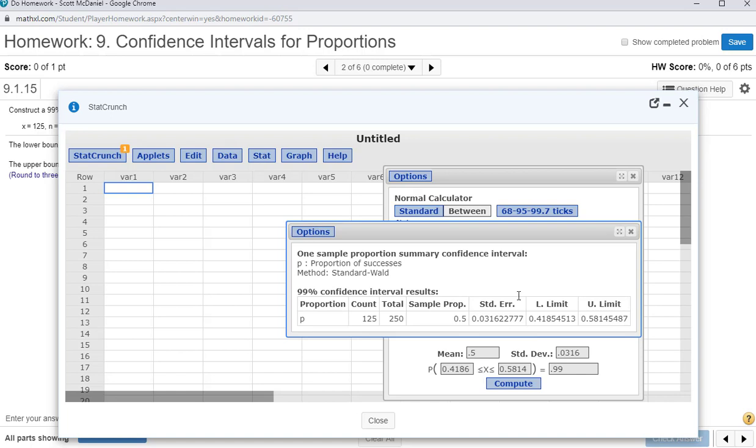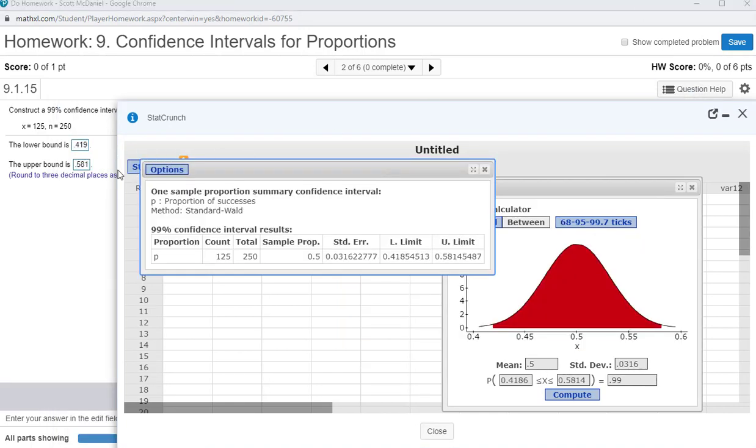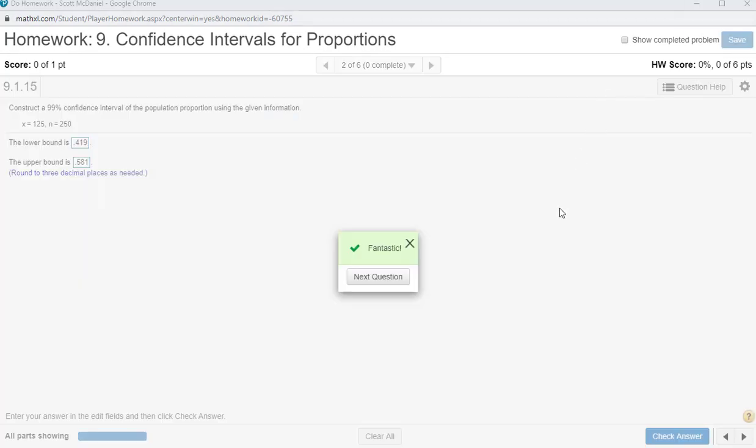So I hope that helps. You want to go ahead and put in the lower limit and the upper limit, 0.419 and 0.581. It should cut you a little bit of slack with rounding, so if you put 0.418, it should give you credit, but let me know if it doesn't.